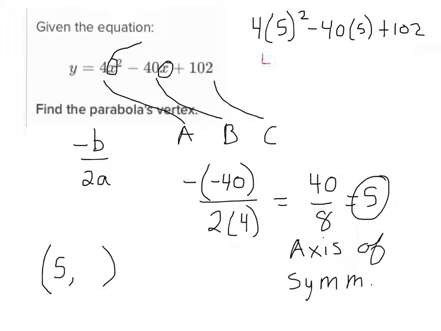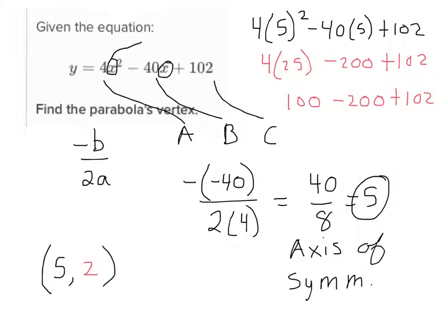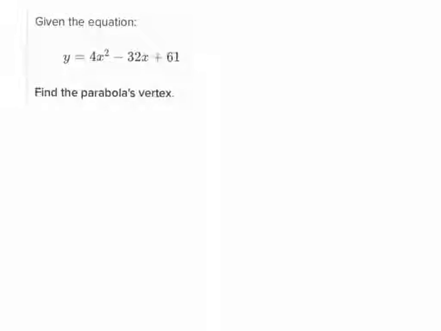So I've got 4 times 25 minus, what's 40 times 5? 200, plus 102. And so that's 100 minus 200 plus 102, which is 2, isn't it? And so my vertex is this point, the point (5, 2).